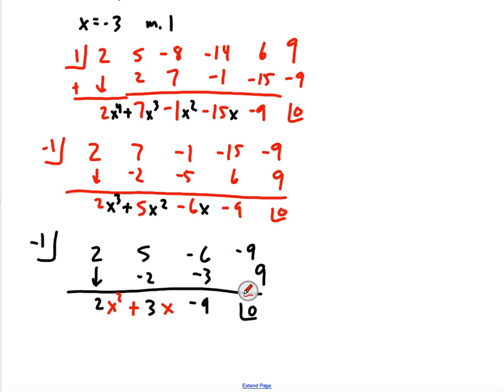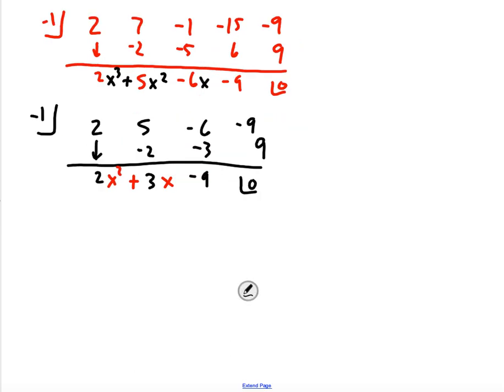So now we're down to 2x squared plus 3x minus 9. That's a quadratic. So I'm going to write this out: 2x squared plus 3x minus 9. We could use synthetic division again because we still have another zero, and we could use the quadratic formula if we wanted to. Or right now we could just go ahead and set this equal to 0.